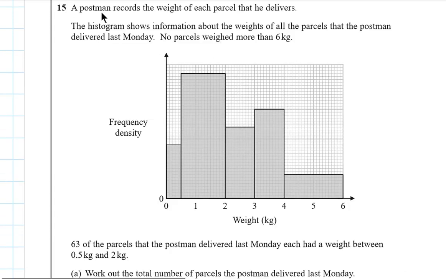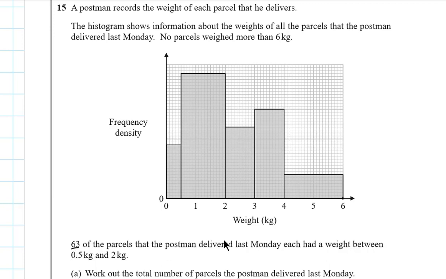Okay. 15. A postman records the weight of each parcel that he delivers. The histogram shows information about the weights of all the parcels that the postman delivered last Monday. No parcels weighed more than 6 kilograms. Yes, that's correct. The horizontal axis represents the weight, and the vertical axis represents the frequency density. And if you focus on this axis, we don't have a scale. So the question will give us information to know this scale. Look at the question here please.